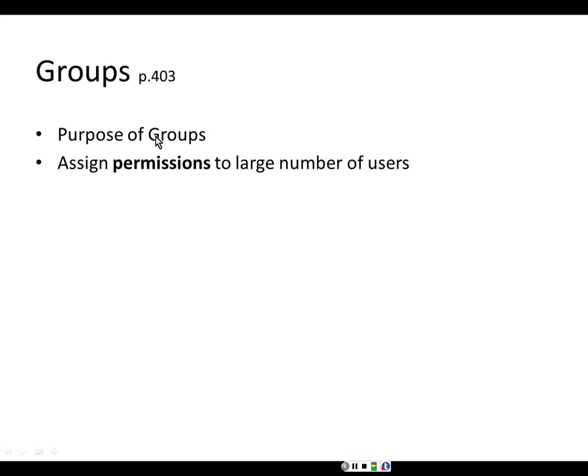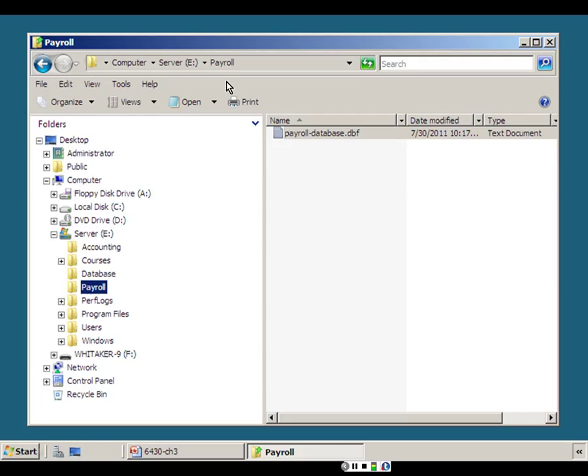The purpose of a group is to allow you to assign permissions to a large number of users. So now let's discuss permissions on page 420. We have a folder here called payroll, and there's the payroll database, and that is confidential information. We don't want just anybody accessing the payroll database.